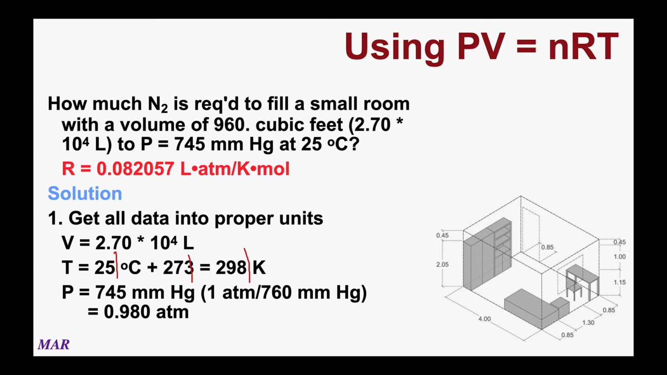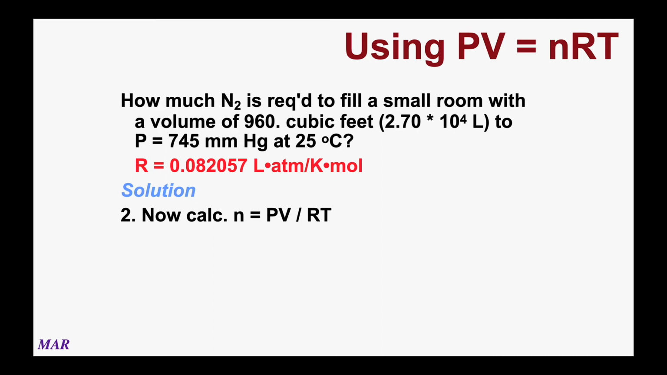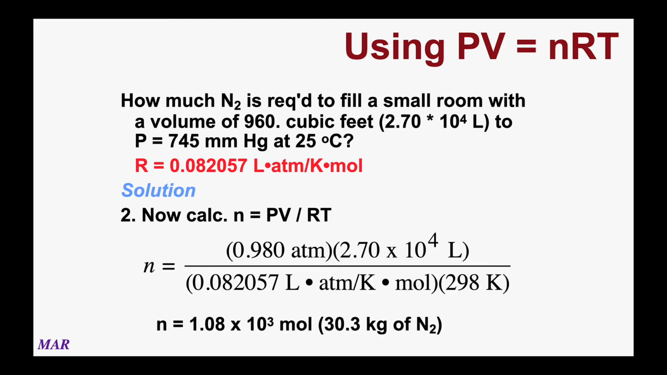So now that you've got everything in the right values and you know R, we can solve for n. n equals PV over RT, and we've got all the right kind of units that we need. So here are the values we calculated earlier. There's also the R value, 0.082057, and the moles comes out to be 1.08 times 10 to the third moles, all right?